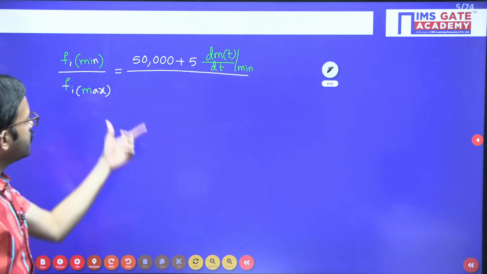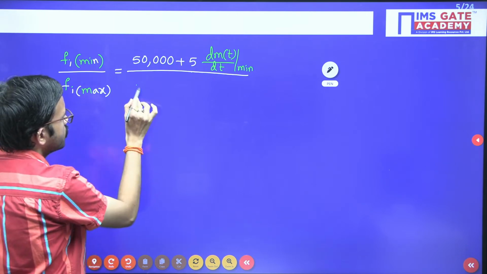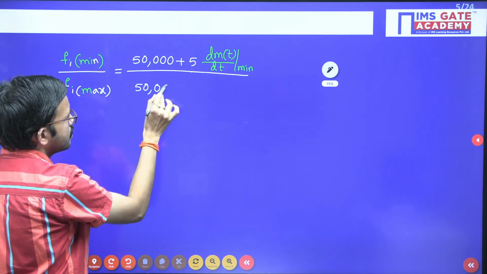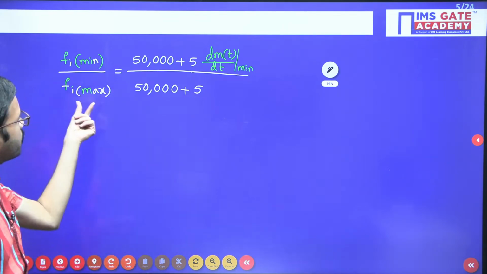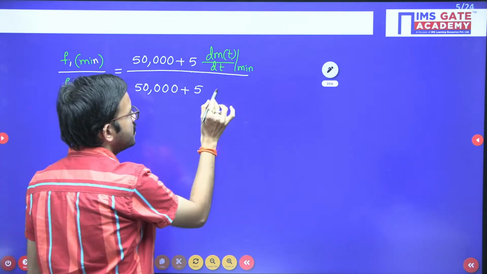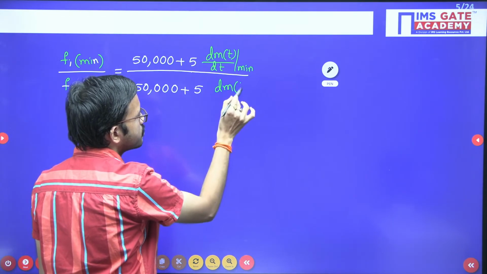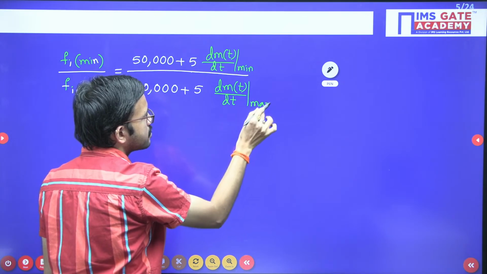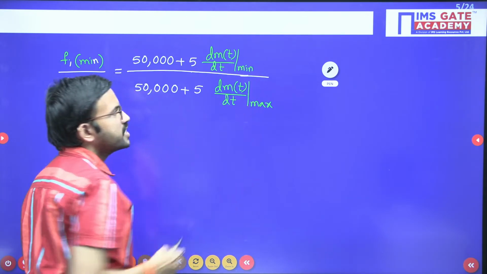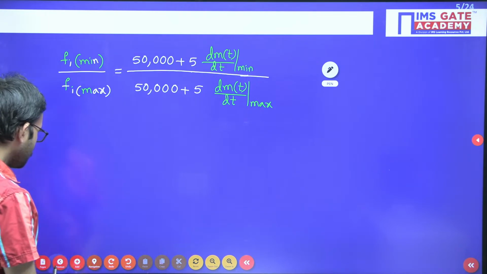Okay. Similarly here 50,000, you can copy as this, plus 5 times, also you can copy as this. In this case we want max instantaneous frequency. So that means dm of t by dt max we are considering. dm of t by dt max. I hope it is clear up to this step.